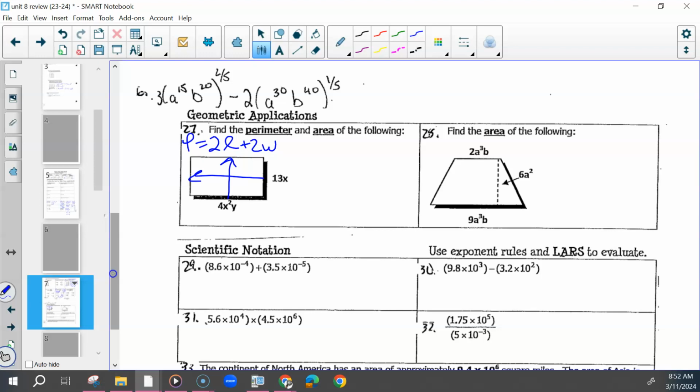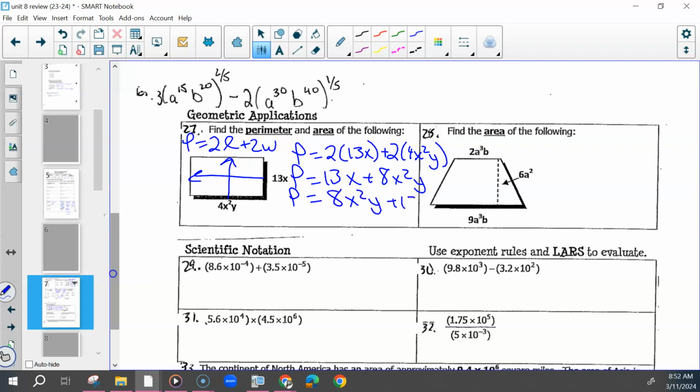For space purposes, I'll do 2 times 13x plus 2 times 4x squared y. And then just multiply both by 2. Here you're only multiplying the coefficients. Exponents don't change. But this is not standard form, so I'm going to rewrite it. Oh, that should have been 26, not 13.